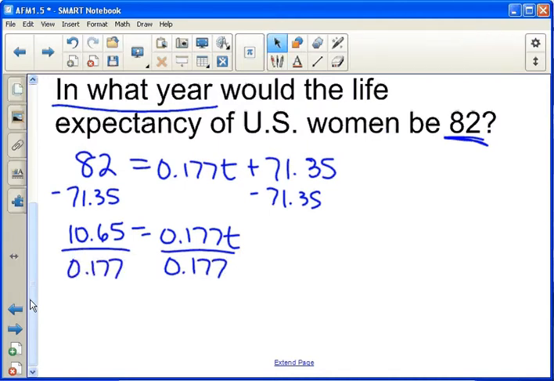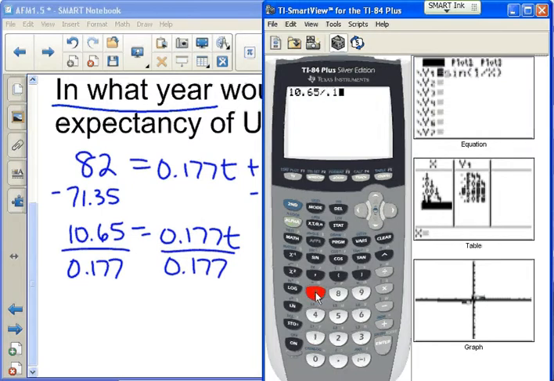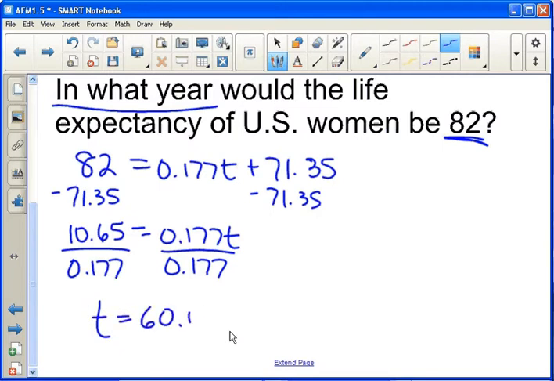And use this for that. There we go. 10.65 divided by 0.177. So we get about 60.169. So T equals 60.169. But one important thing, we haven't really finished the question yet. We've done all the math correct. It's not that we're wrong, we're just not finished.